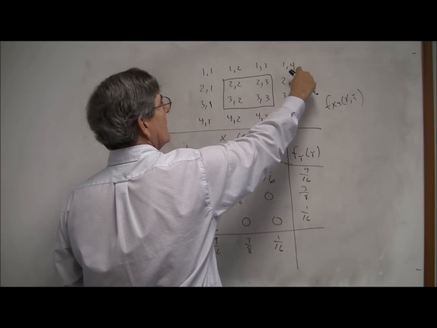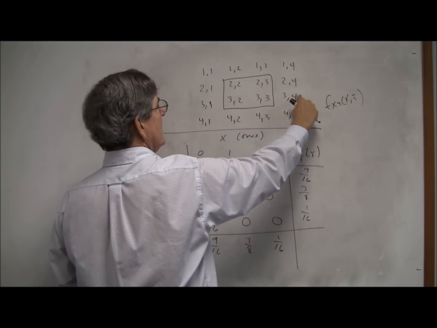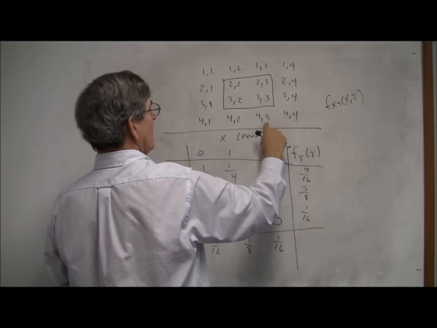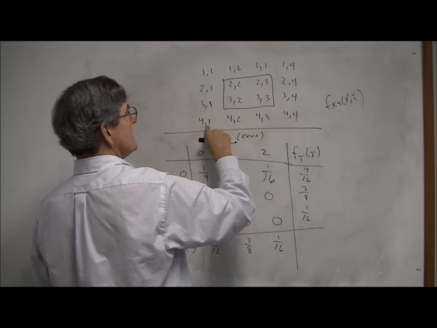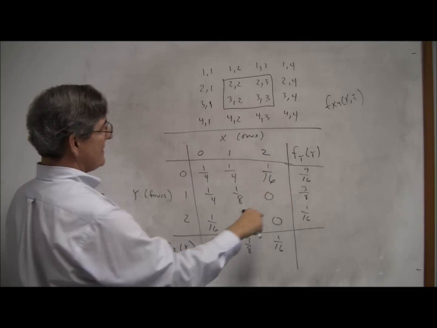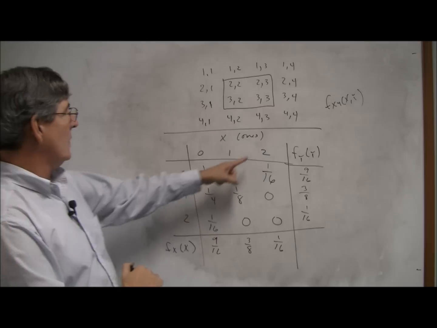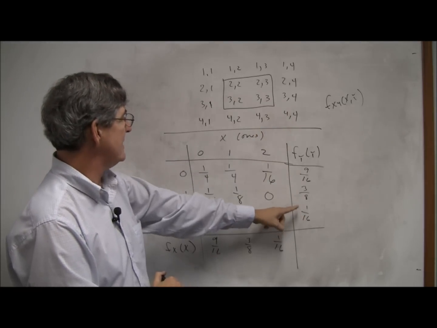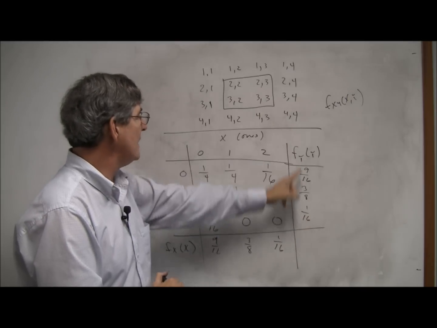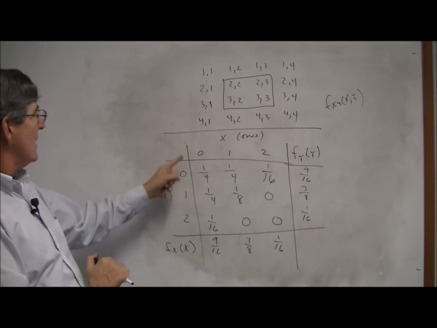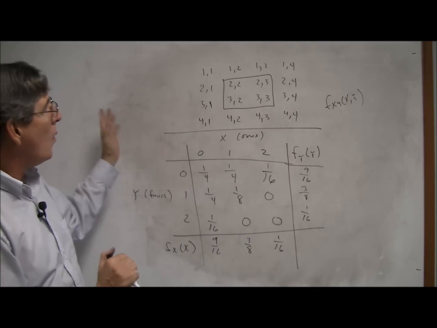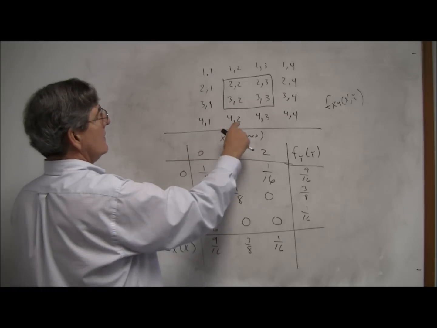There's 1, 2, 3, 4, 5, 6 out of 16, 3/8. And the only way to get two 4s is there, which is 1/16. So this is just the probability of y alone. Same for x. The ways to get no 1s are what?